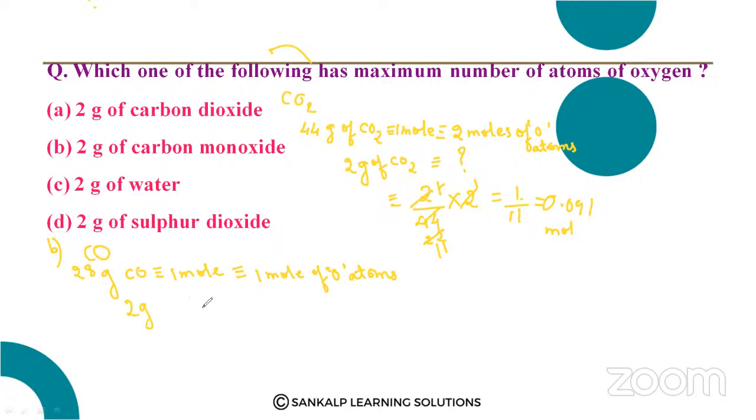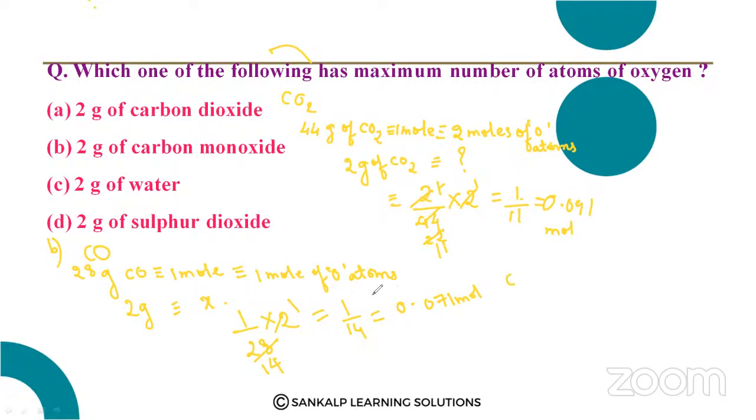So in 2 grams of carbon monoxide, how many moles of oxygen atoms are present? Cross multiply: 1 into 2 divided by 28. What will be the answer? 1 by 14. It comes to 0.071 mole of oxygen atoms. So this is for option B.